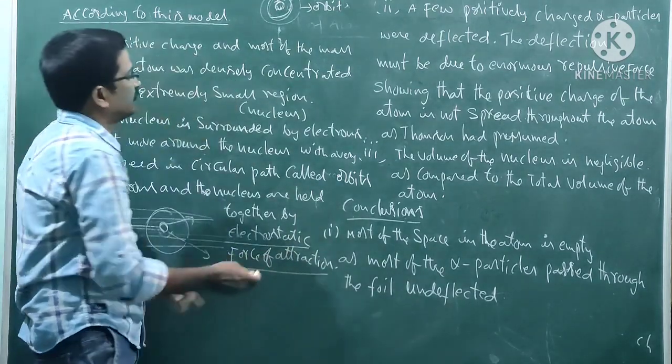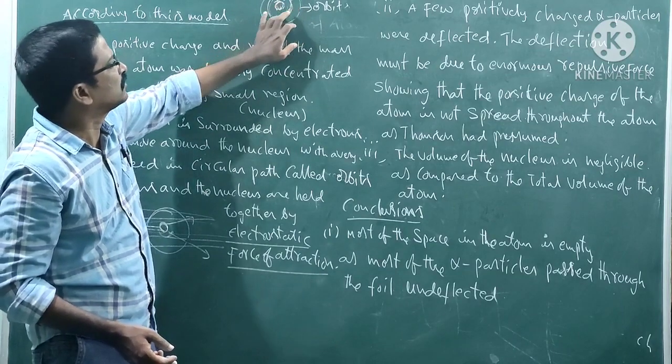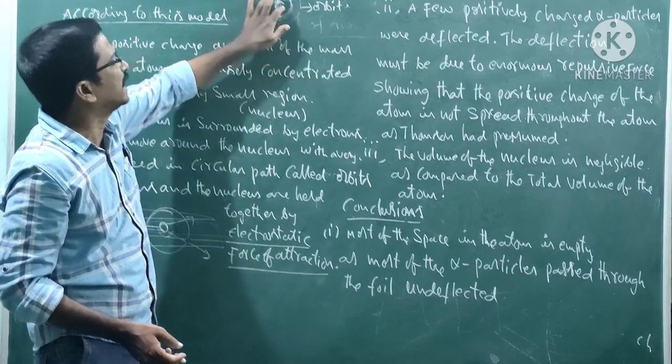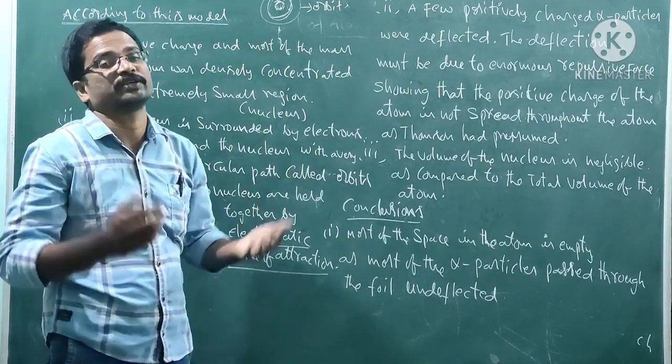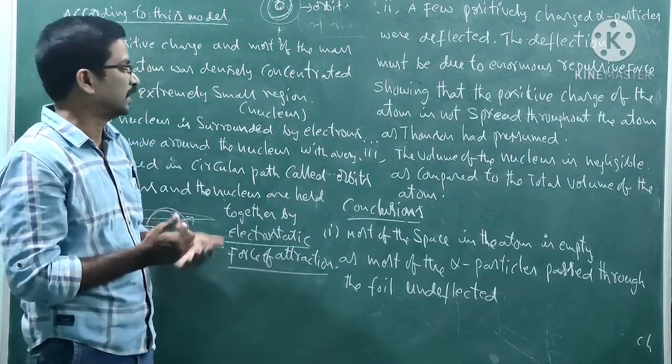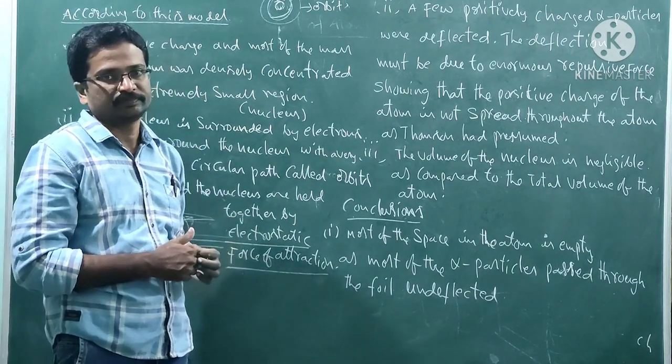Due to electrostatic force of attraction, the electron revolves around the nucleus in an orbit, and they are held together by electrostatic force of attraction.